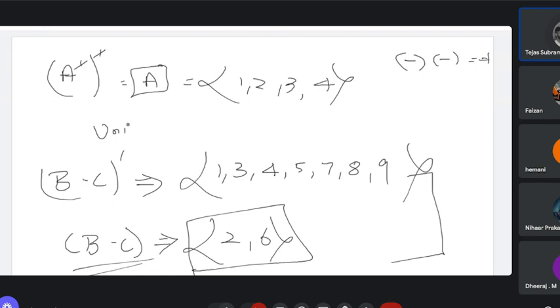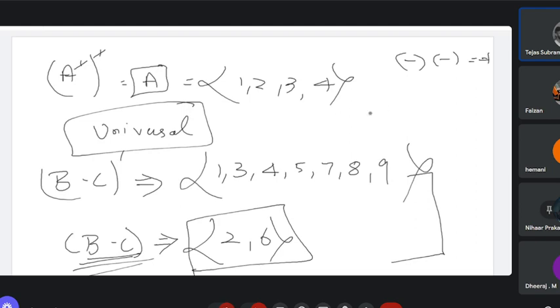Correct. Always the universal set. Okay. Guys, I hope you got that comparison. Dheeraj, I hope you didn't get confused with B minus C. In B minus C, I'm trying to compare only B and C. Only if a complement comes, it's the universal set. I hope you got that.